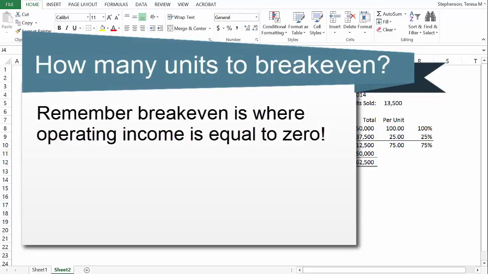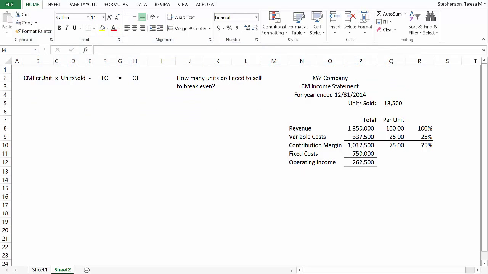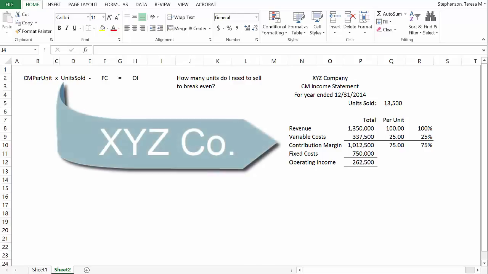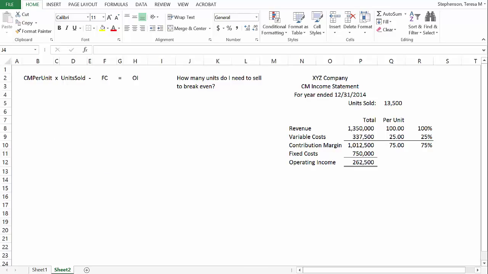Now remember, break even only means that our operating income is equal to zero. We don't make any money and we don't lose any money. We have the contribution margin income statement from XYZ Company off to the right for reference. Let's go ahead and write that equation and add some numbers to it.